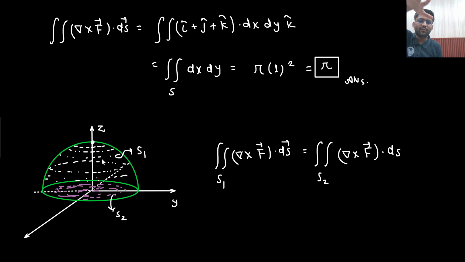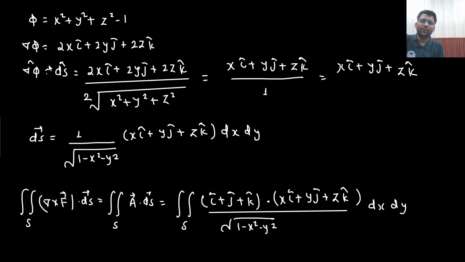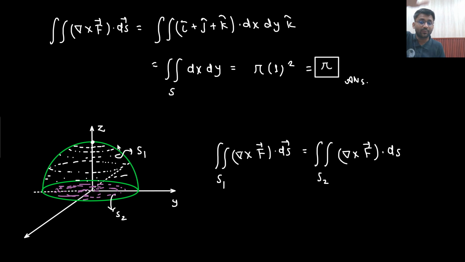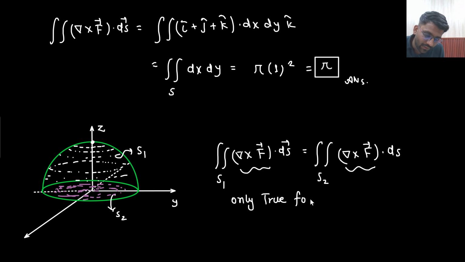That means if they are asking from the upper surface, I would know that sir, there will be a lot of tasks. I will have to write down the surface area vector in this manner. But what I would do is, since they are asking from the upper surface, I would know that del cross f dot ds, whatever I am getting from the upper surface, the same I will get from the downward surface as well. But again, let me repeat, it is only true for del cross f, only true for curl of f.